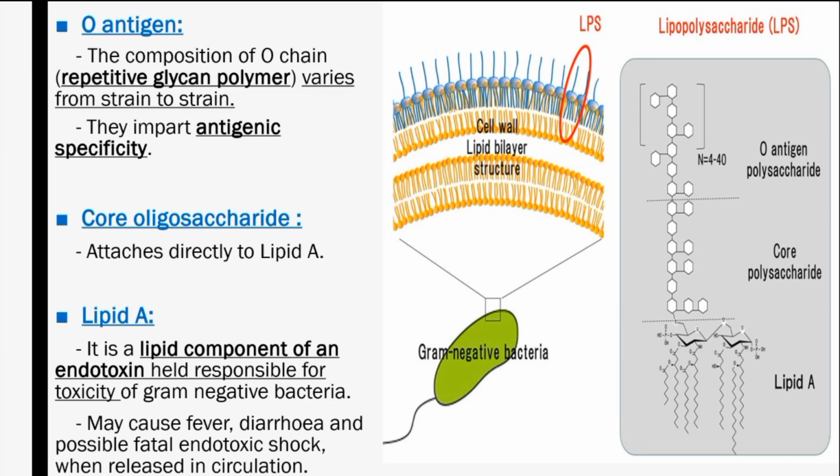O antigen. The composition of O antigen, this repetitive glycan polymer, varies from strain to strain. They impart antigenic specificity. Core oligosaccharides. They attach directly to lipid A. Lipid A. It is a lipid component of an endotoxin held responsible for toxicity of gram-negative bacteria. May cause fever, diarrhea, and possibly fatal endotoxic shock when released in circulation.